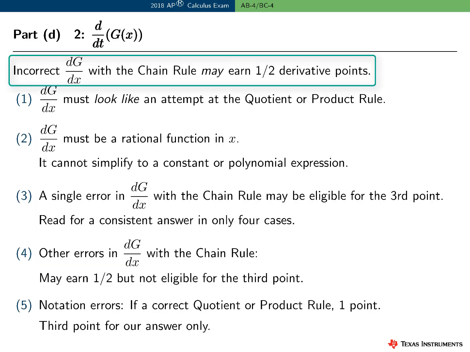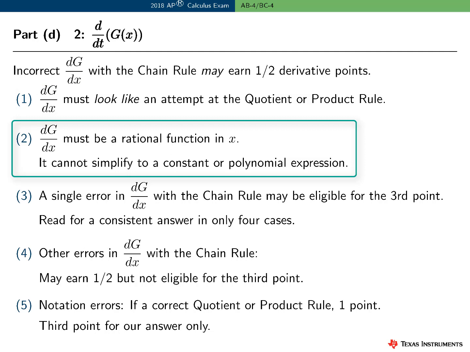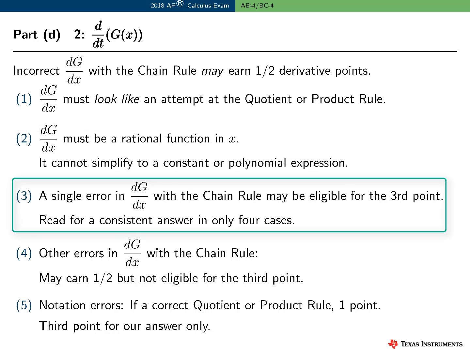An incorrect dg/dx with the chain rule may earn 1 out of the 2 derivative points. First, dg/dx must look like an attempt at the quotient rule or the product rule, and certainly there's some professional judgment here. dg/dx must be a rational function in x. It cannot simplify to a constant or polynomial expression. And a single error in dg/dx with the chain rule may be eligible for the third point, but there were only 4 special cases.